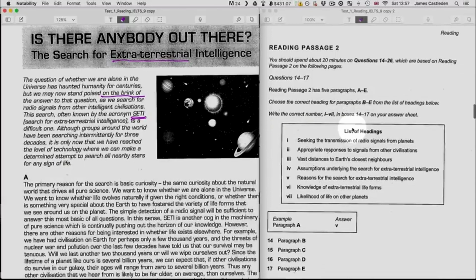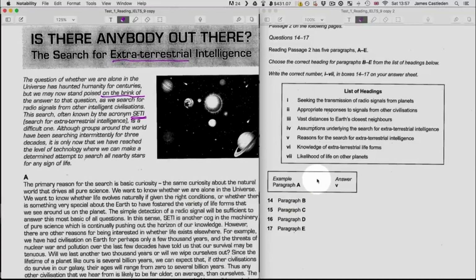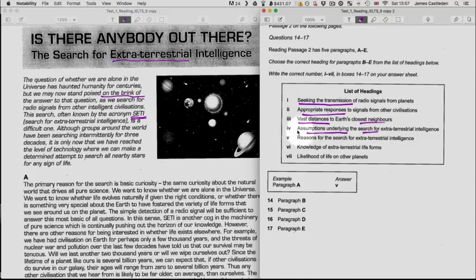Okay, now this is a type of question that's very useful to read before we look at the text itself. So let's have a look, because this will give us a summary of the text. So seeking transmission, appropriate responses, vast distances to closest neighbors, assumptions underlying the search. So we can assume people think you are crazy if you start looking for this. The reasons for the search, okay, and knowledge of extraterrestrial life forms and the likelihood of life on other planets. Okay, we can assume that a more general point or heading will come at the beginning and more specific at the end, and then results in the final paragraph.